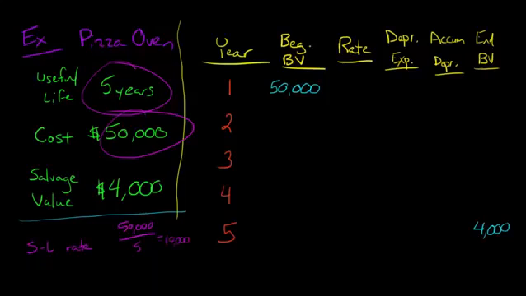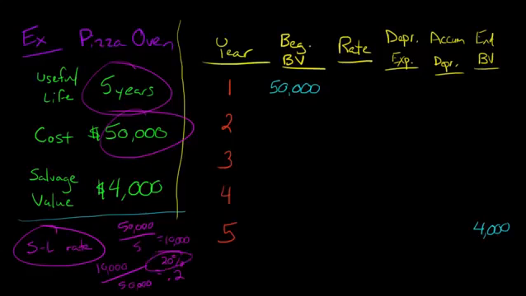So 10,000 divided by 50,000, to convert that to a rate, is 0.2, or 20%. So what does that mean? That means that under straight line, ignoring the salvage value for the moment, we depreciate this asset at 20% of its value every year.